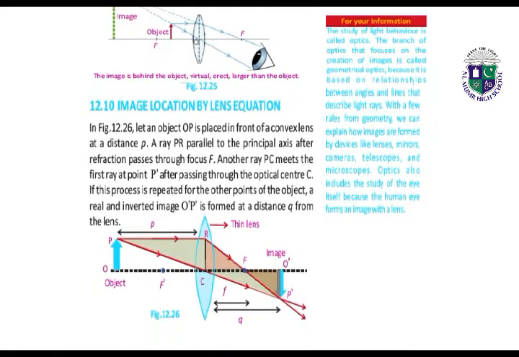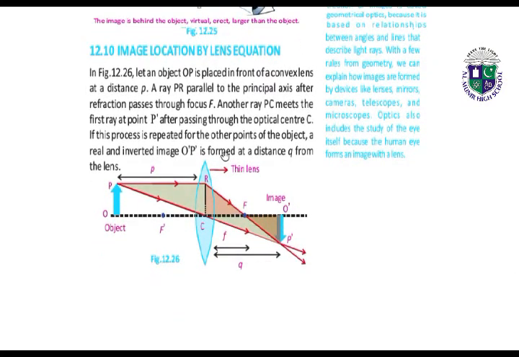Image location by lens equation. In figure 12.26, let an object OP, so this is our object O and P, be placed in front of the convex lens. Here we have the convex lens. A ray PR parallel to the principal axis, after refraction passes through the focus F. So here we have the focus F.